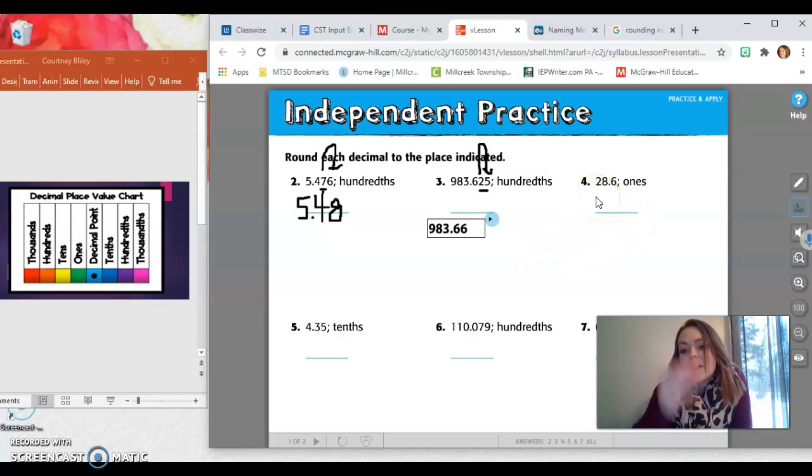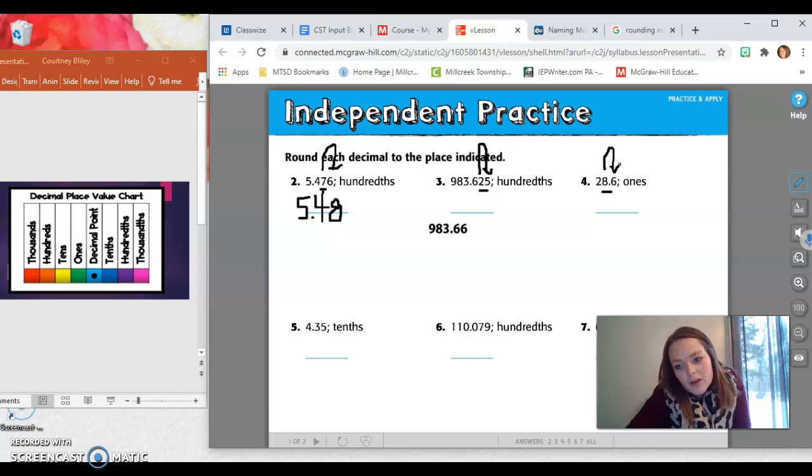Let's look at number 4, and then I'm going to have you do the rest on your own. We have 28 decimal 6 tenths. We're looking in the ones column. Let's look at my chart. The ones column is one place to the left of the decimal. I'm going to underline my 8, and I am looking at my 6. So I am rounding to the ones place value, which means my answer is going to be a whole number and will not have a decimal.